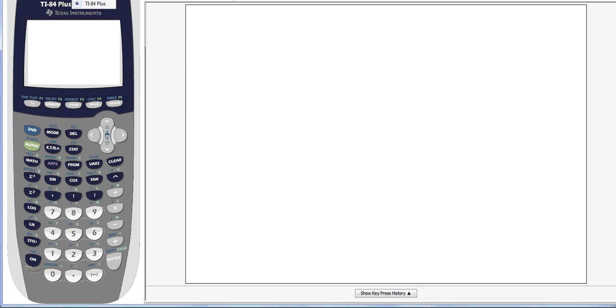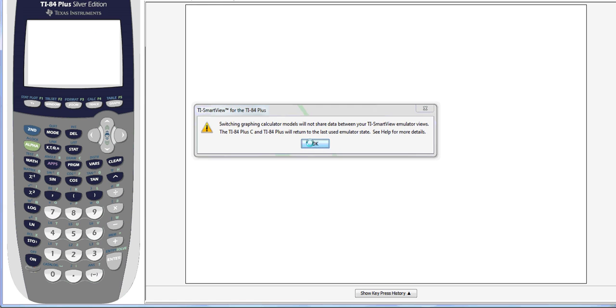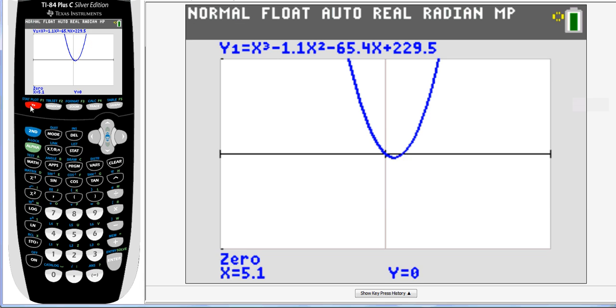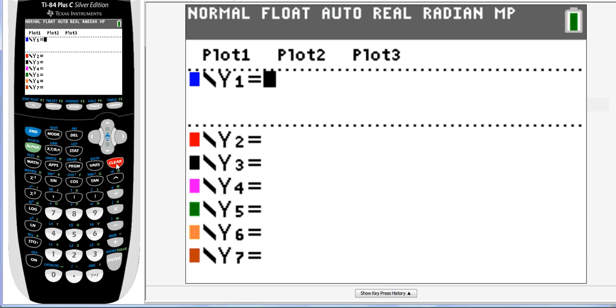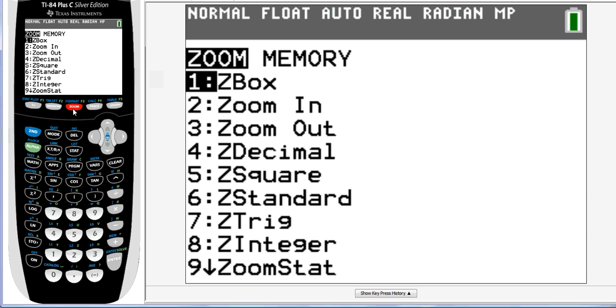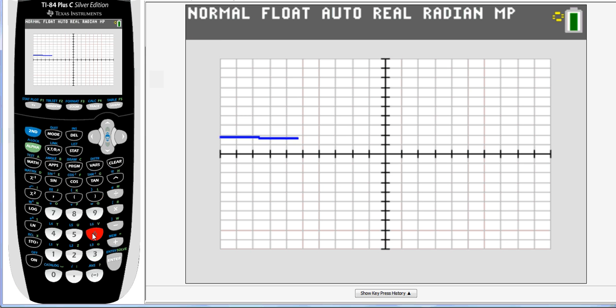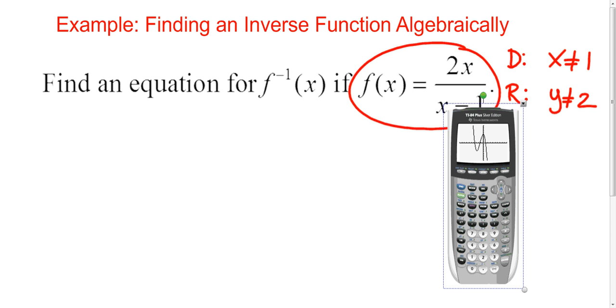I'm going to switch this to the colors so that we can see this a little bit better. 2x divided by x minus 1. And I need to do Zoom 6 so that my window goes back to normal. And hopefully you can see that you have a horizontal asymptote there at y equals 2. So your y can be any number but 2, okay?